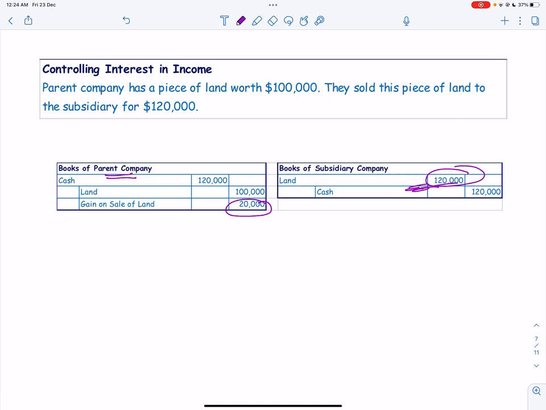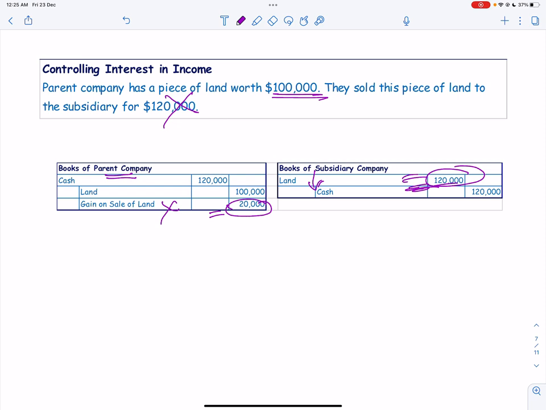Therefore, the true cost would still need to be 100,000 and not 120,000. Therefore, the eliminating journal entry consists of simply eliminating the intercompany gain recorded by the parent company by restating the assets at its original cost. We would remove the gain and we will deflate or reduce the asset back to its original value.